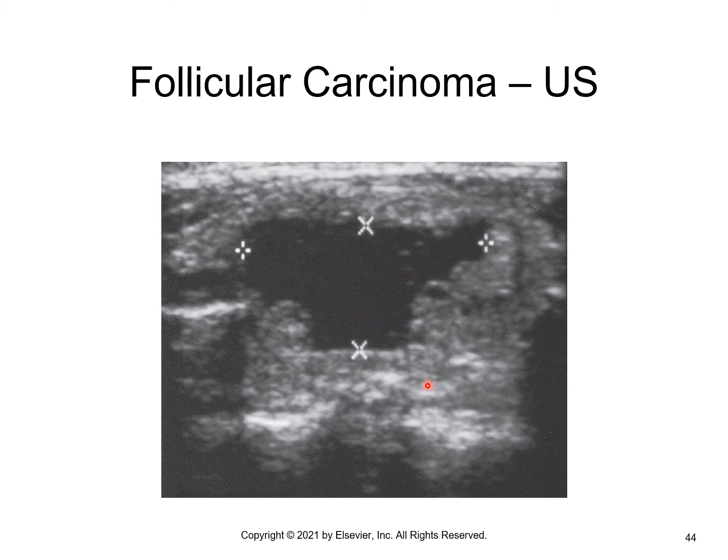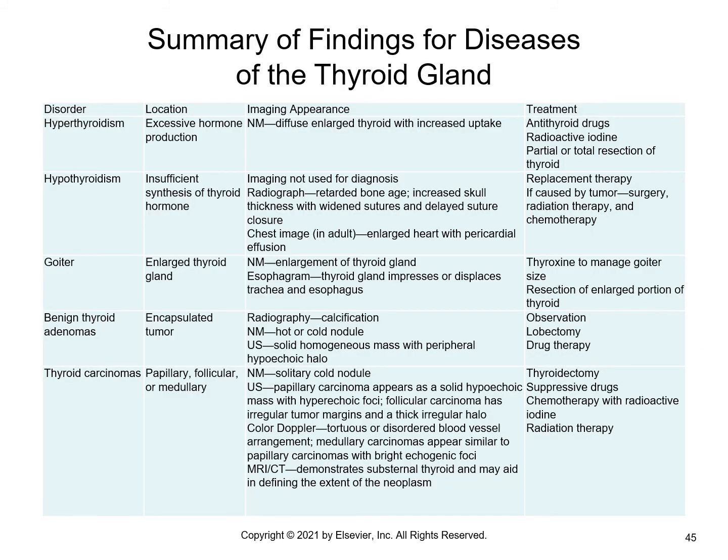Follicular carcinoma, here's an example. Again, it can have a number of different appearances, but this has a mostly anechoic center, which is representative of fluid typically, with this abnormal tissue growing around the periphery. And again, once biopsied, it was determined it was follicular carcinoma. That probably is not something that they would be able to determine from the ultrasound alone. So here's a quick summary of the findings of diseases with the thyroid gland. You can take a quick look.